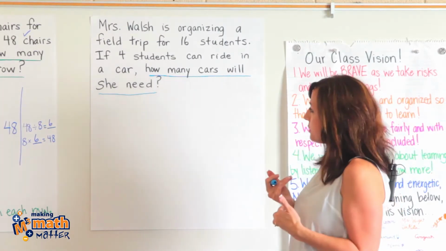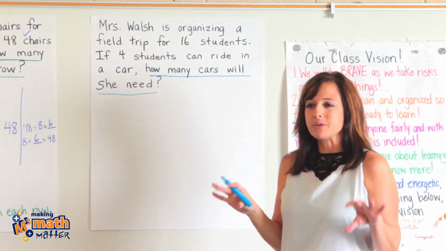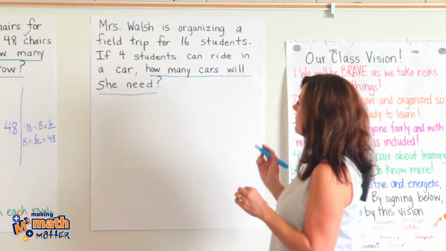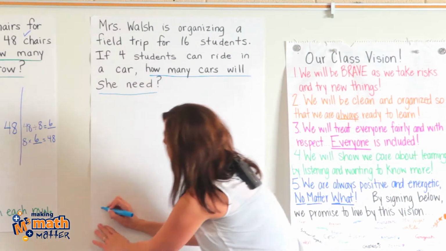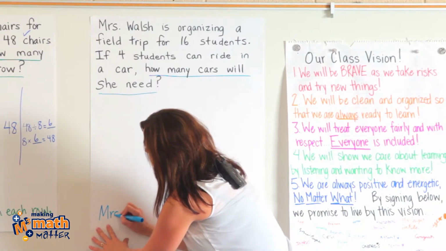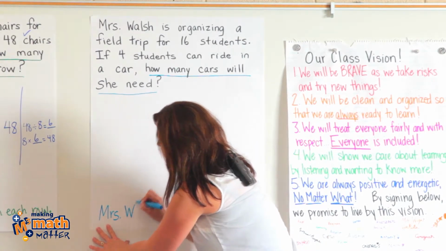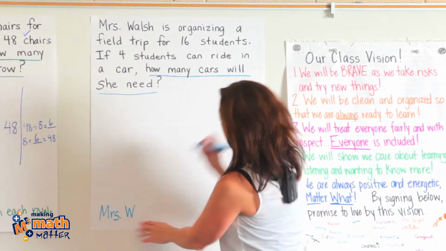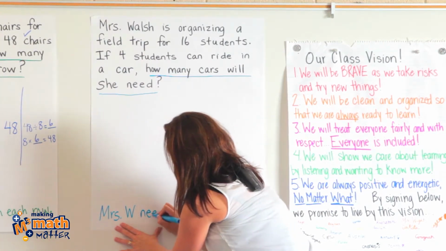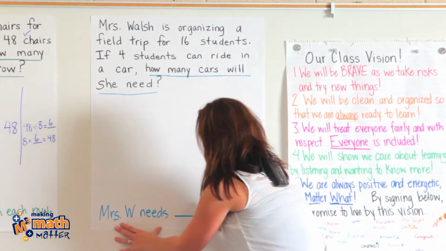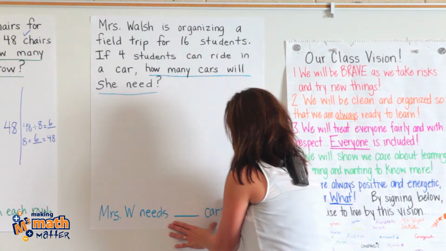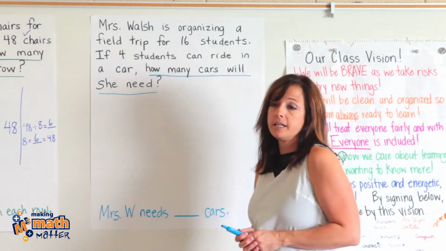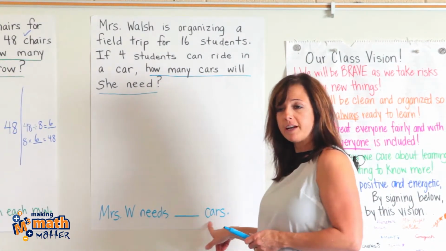So step 2 tells us, let's make it into a sentence. That'll really help us remember what we're looking for. So I'm going to say, Mrs., and I'm just going to put a W instead of writing out Walsh. That would be fine. Mrs. W needs blank cars. Very simple. When I'm done, I'm going to know how many cars I need. So I already have my label right here for me.